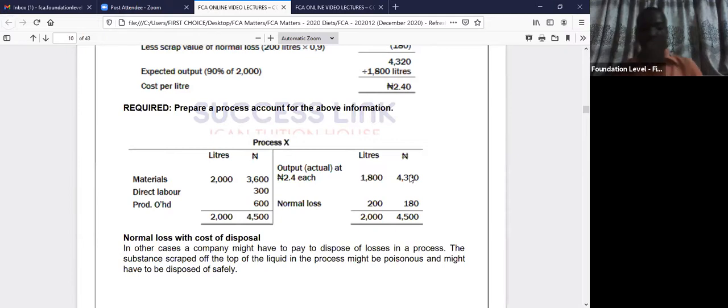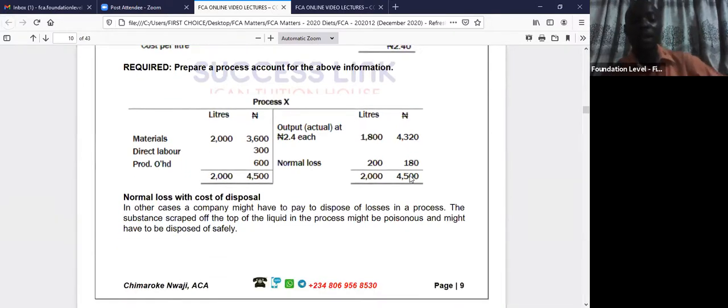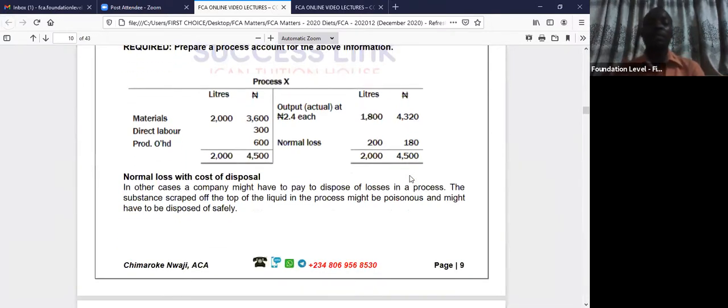So you see, it will be better for you to have your normal loss being recovered, so that the value of your output will be lower than when it was not recoverable. Okay, now let's say you have your normal loss. It was not evaporated.